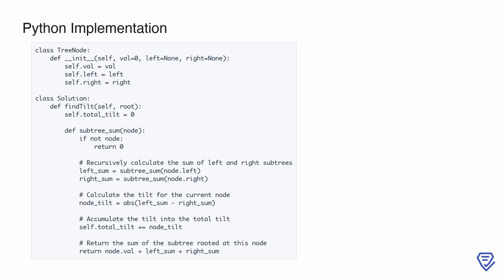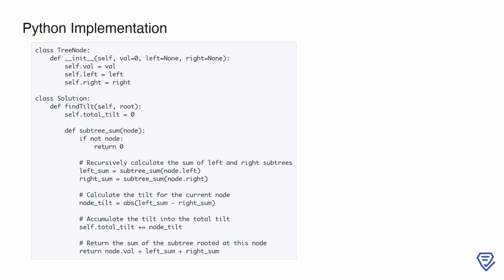Now, we define a helper function called subtree_sum that takes a node as its parameter and will be used to calculate the sum of all nodes in the subtree rooted at this node. If the given node is None, meaning it's a leaf node's child, we return 0 as its sum. Otherwise, we recursively calculate the sum of the left and right subtrees using the same subtree_sum function.